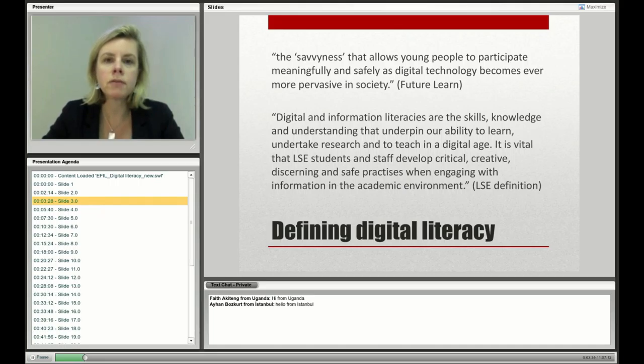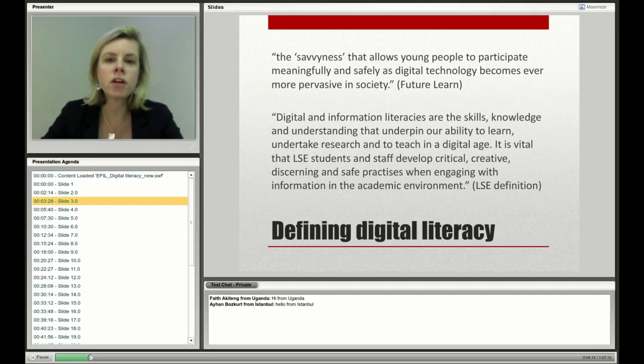So I've got a couple of definitions up on the slide here. One of the definitions actually came from a report that was done about 5 or 6 years ago in the school sector in the UK, and they started talking about digital literacy quite early on. The organisation was really thinking, what is it that young people, particularly school age children, need to function in the world and in society.